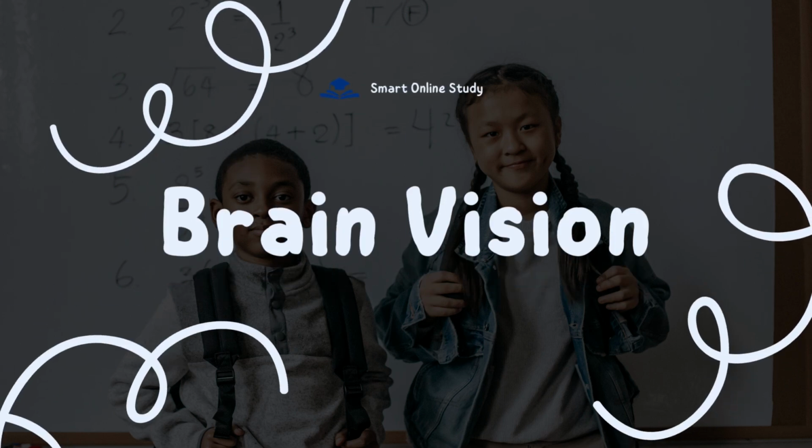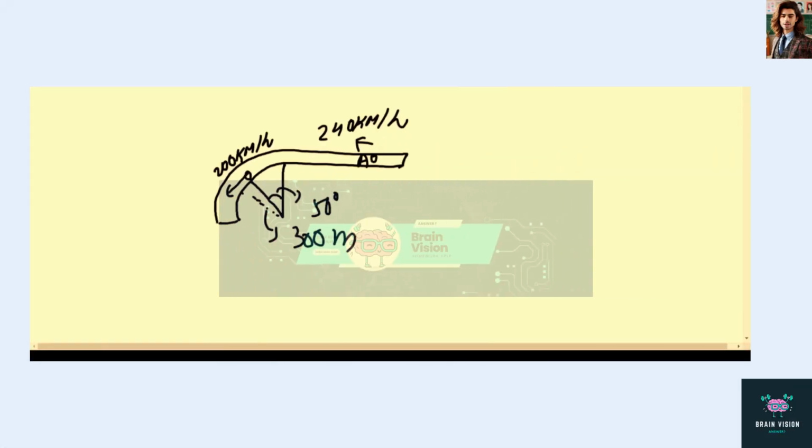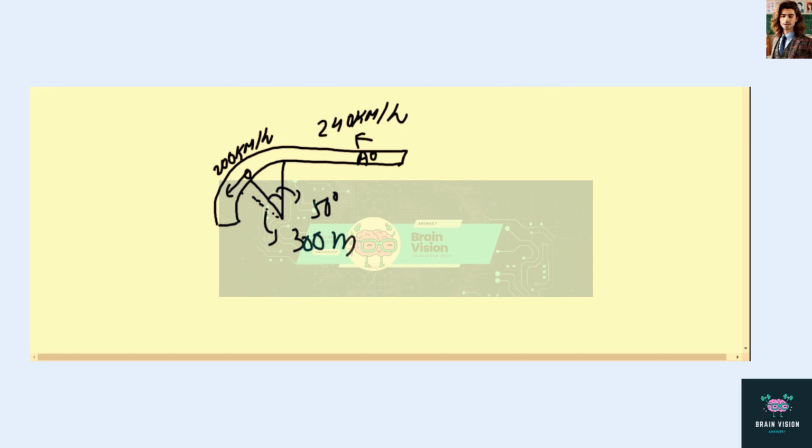Welcome to Brain Vision. In this question, we have drawn the track of two cars, A and B, moving on this track. This angle is 50 degrees, and this length is 300. The velocity of A is 240 and the velocity of B is 200 km.